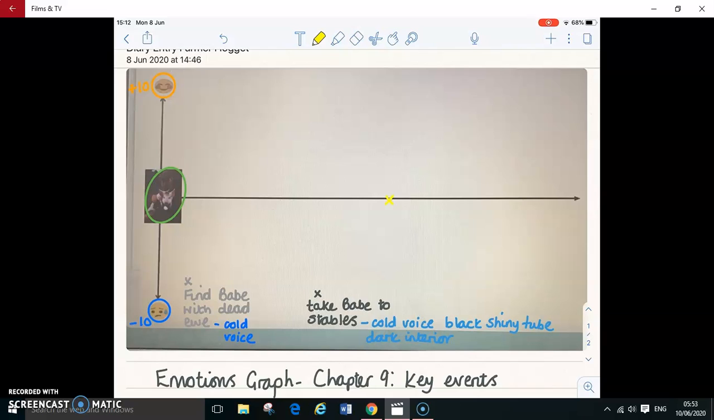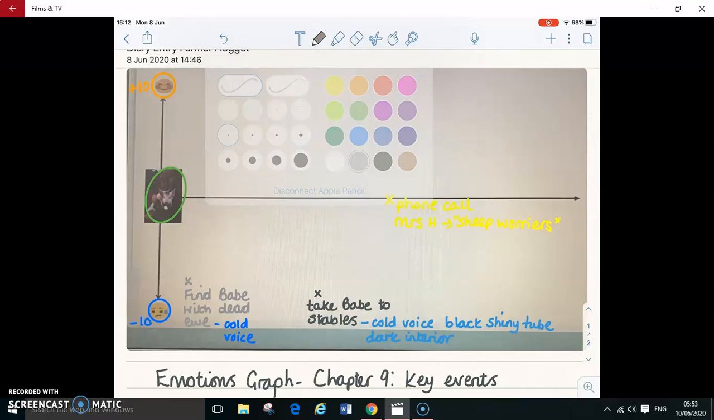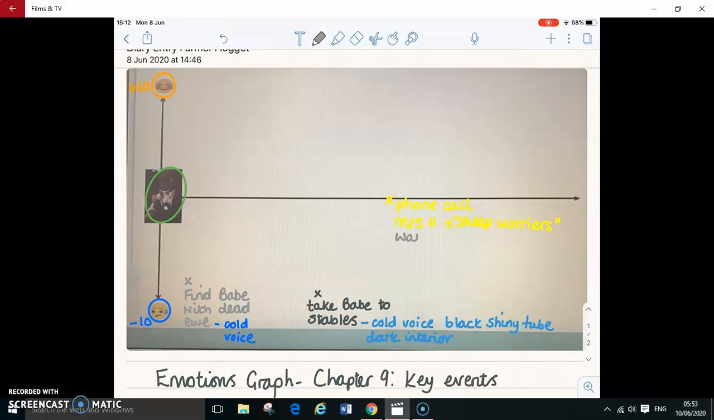And then the chapter takes a turn to the positive. The next key event is where Mrs. Hoggett gets the police call telling her about the sheep worrying dogs that are around in the area. Then she calls out and speaks to Farmer Hoggett and asks him whether he wants his gun so he can go and protect the sheep.